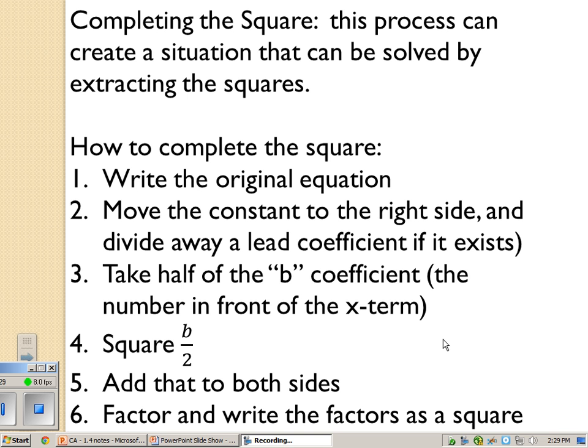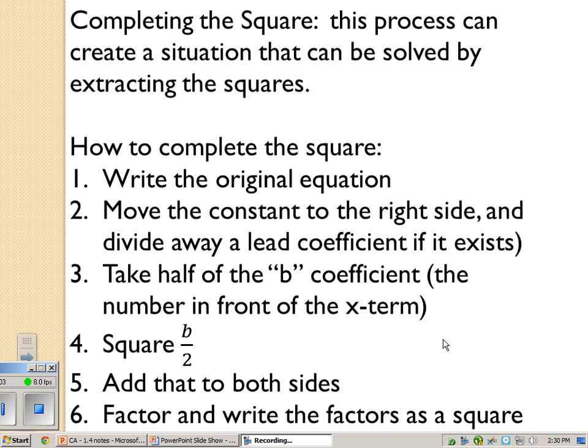First thing, you're going to write the original equation down on paper. Then step 2, move the constant to the right-hand side. Now remember, the constant is that single number term, the one that does not have a variable attached to it. So move that constant to the right-hand side. And you're also going to need to see if your x squared term has a coefficient. If there is a lead coefficient, you're going to also need to divide that away. I'll have 2 examples, one for each case, coming up here.